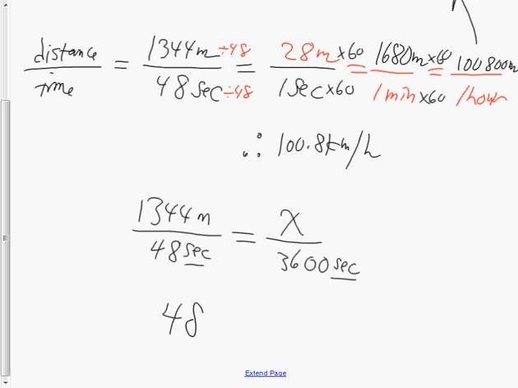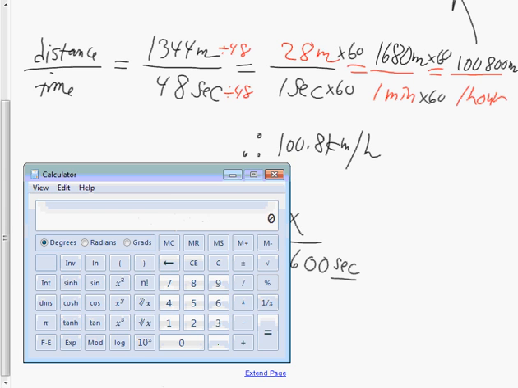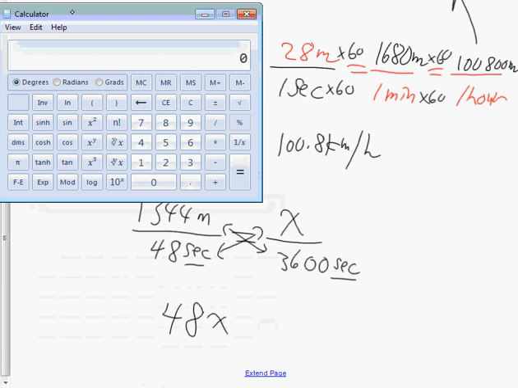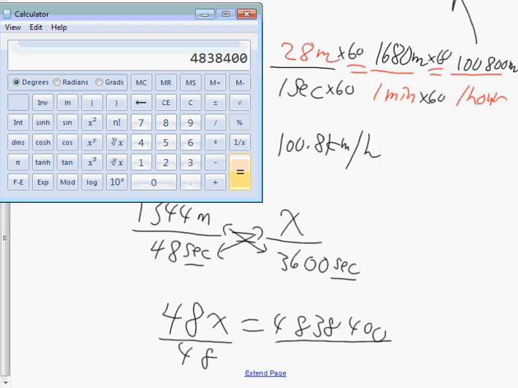And I would have 48x equals the product of these two. Take my 1,344 multiplied by 3,600. I would get 4,838,400. And in order to isolate that, I would simply divide both sides by 48. And when I divide that by 48, I get the same answer I got before. 100,800 meters per hour, or 100.8 kilometers per hour. Okay?